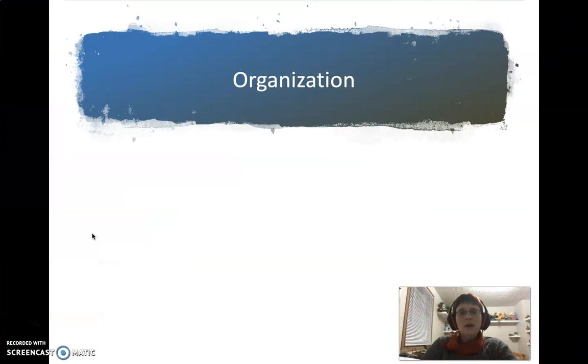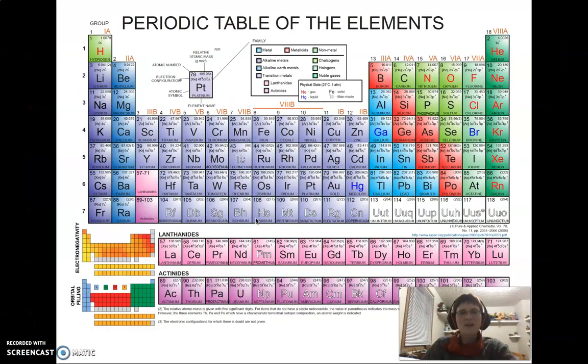Okay, so organization. The first thing I want you to do is look at the periodic table. I don't know if you've ever looked at it and thought about it, but why didn't they just make it a giant rectangle? Instead, it's got kind of a little castle motif going on. It's got towers on either side, but the towers aren't equal.